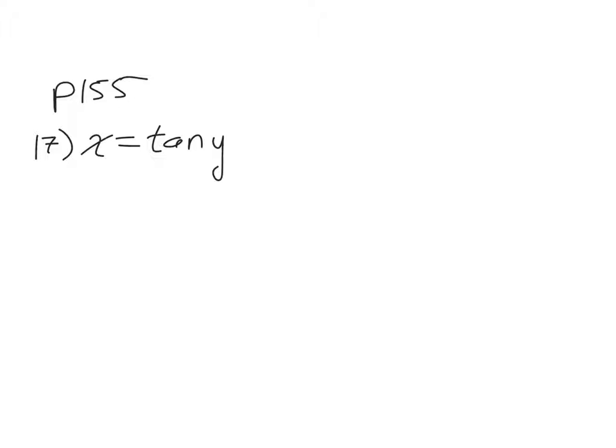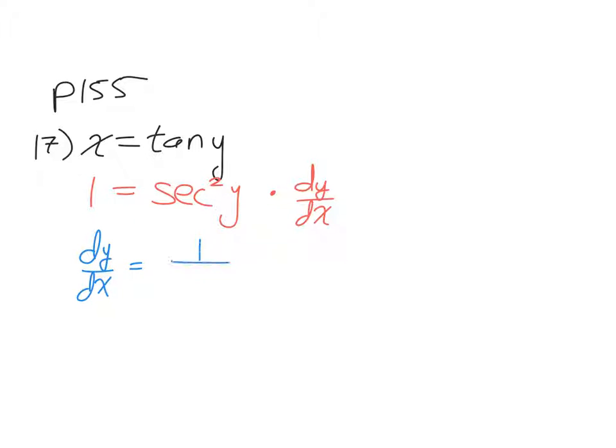So here I need to find dy dx, all right? So I'm gonna take the derivative of this, like I said, implicitly. The left-hand side just becomes a one. The right-hand side becomes what? What's the derivative of tangent? Secant squared y, and then we multiply by dy dx. All right. So then I can solve for dy dx by dividing out the secant squared. So I get dy dx is equal to 1 over secant squared y. But 1 over secant squared y is the same as saying what? Just cosine squared y. All right.